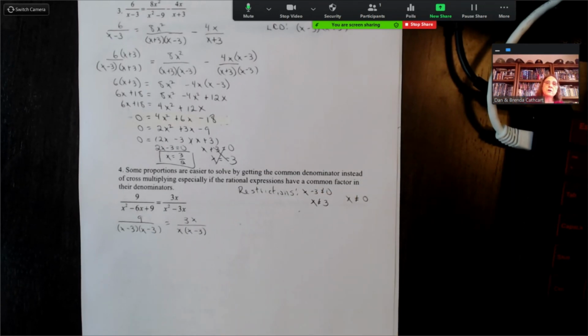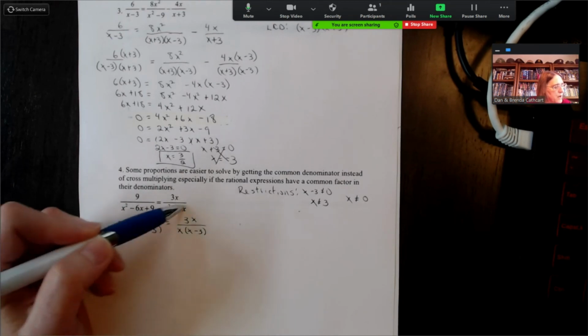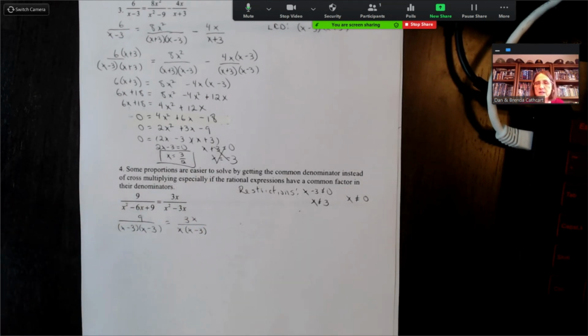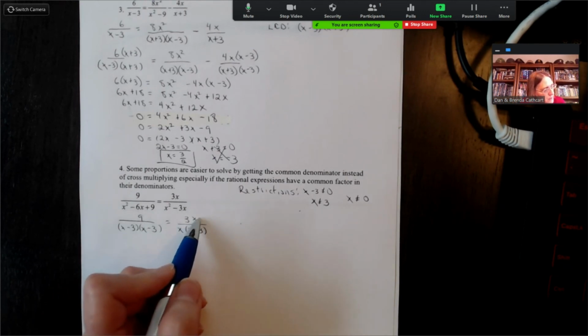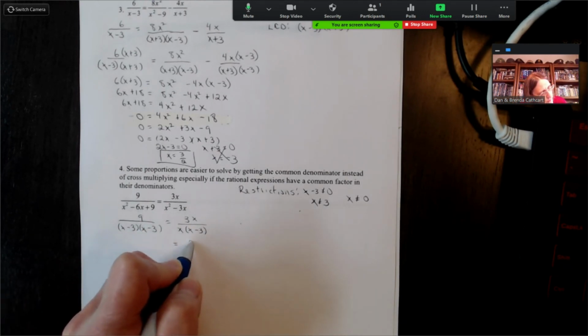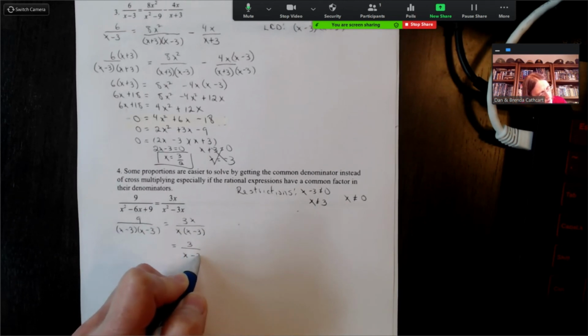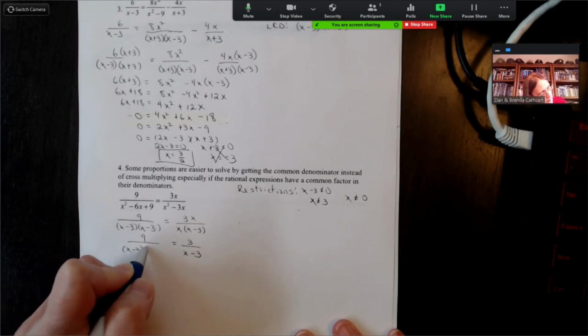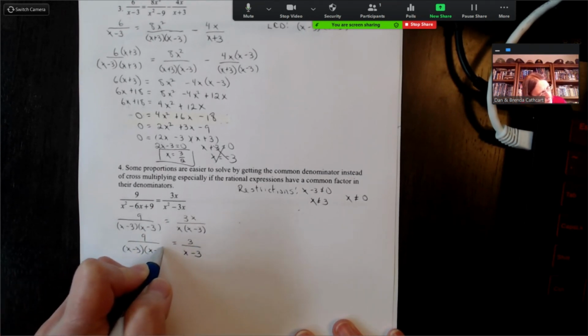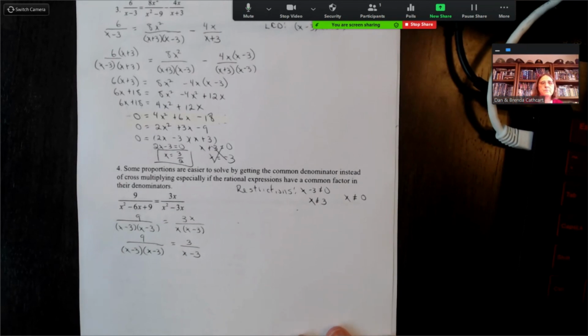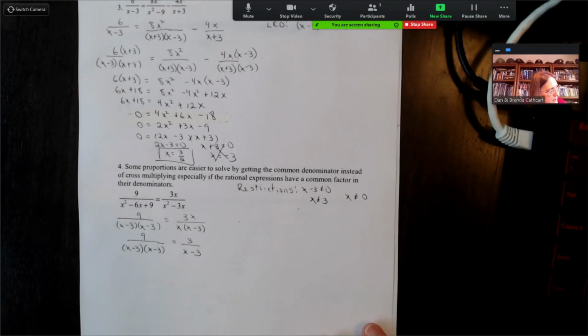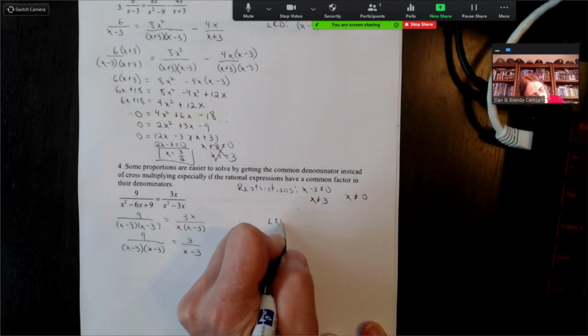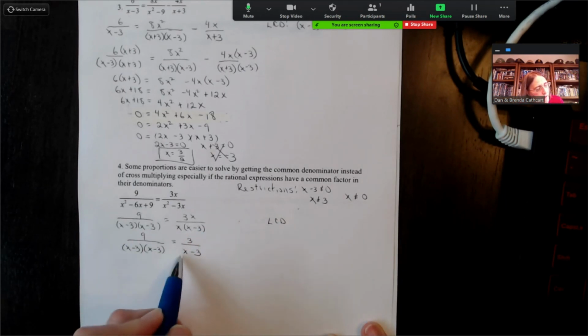Now, before I start solving that, notice that the fraction on the right-hand side could actually be simplified. So let's go ahead and simplify this fraction by reducing the x's. So I have 3 divided by x minus 3. And on the left side, keeping it the same, 9 divided by x minus 3 times x minus 3. Okay? Now, let's go ahead and find the least common denominator, because these two still have a common factor.